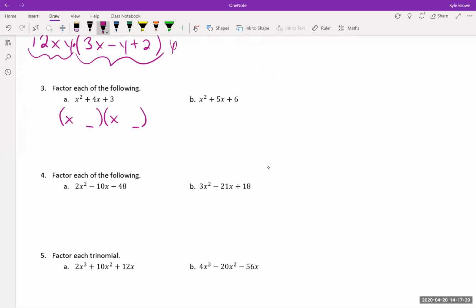So these numbers need to multiply to the back number and add to the middle number. So okay, what numbers multiply to 3? Well, really there's only one. There's just 3 and 1. And those could have been the other way. It doesn't matter. It could have been 1 and 3. Okay, so 3 and 1. Now they need to add to 4. Okay, well that's easy then. So it'd be positive 3 and positive 1. And that's it. So there's my factors. So there's a factor and there's a factor.